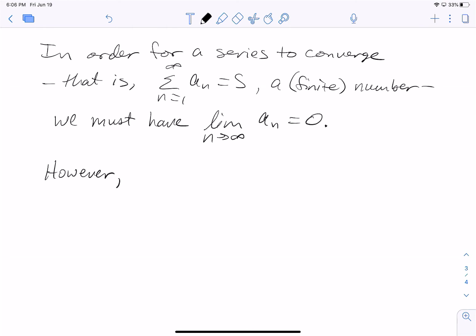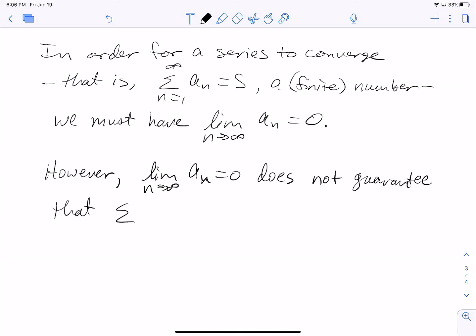That is to say, however, knowing that the limit as n approaches infinity of a sub n is equal to 0 does not guarantee convergence. That is to say that it doesn't guarantee that the sum as n goes from 1 to infinity of a sub n converges. And what this does is it gives us a criterion for ruling out convergence. If we know that a series doesn't have a limit that's 0, then we know that it's not going to converge, because if it did converge, it'd have a limit of 0.